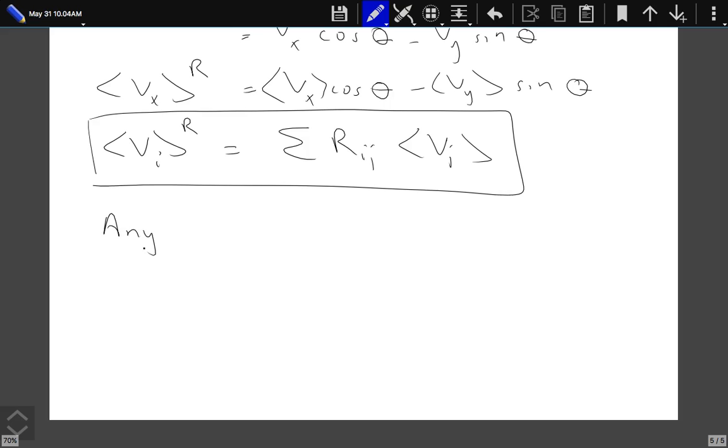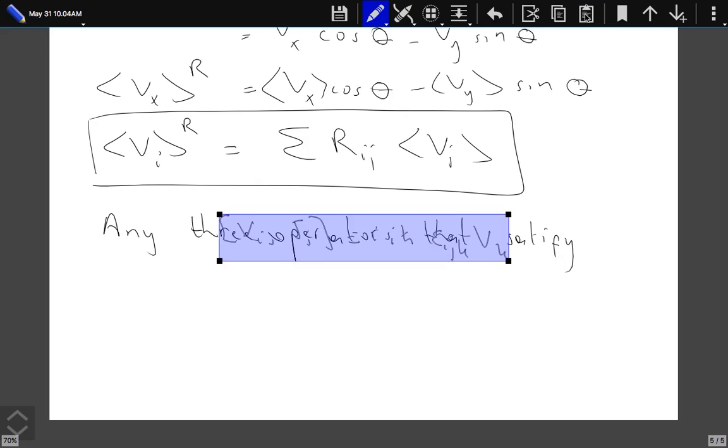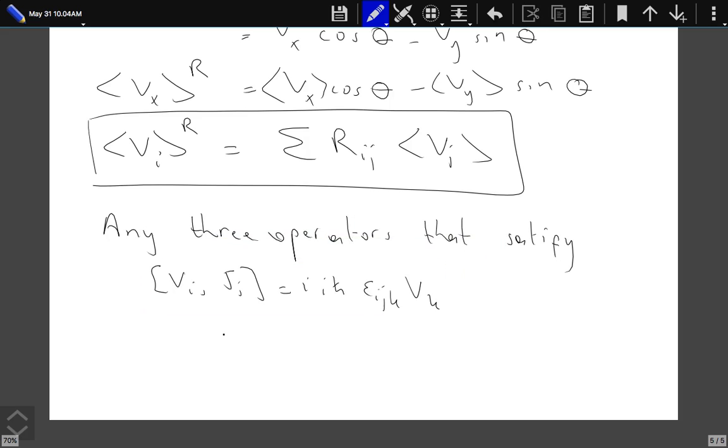So any three operators that satisfy this commutation relation are called vector operators. Well, the reason for the name is kind of obvious. They just transform like a vector. So that's why we call them vector operators.